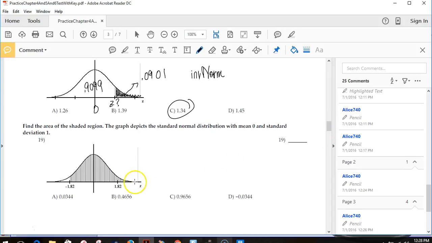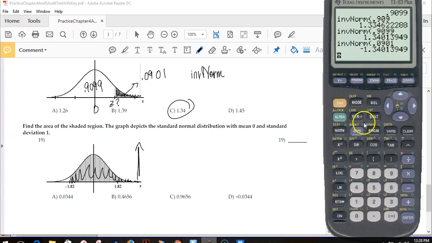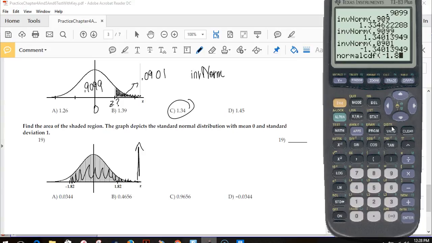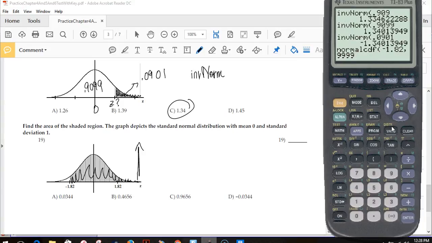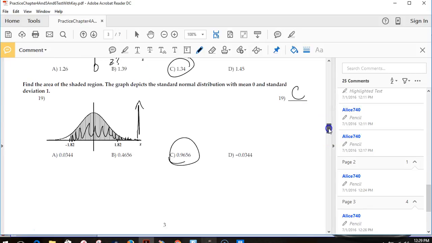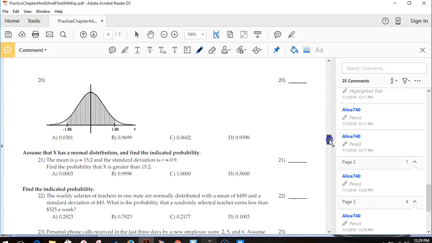Find the area of the shaded region. I'm going from a negative 182 all the way up to, and I know it's a little deceiving, positive infinity. That's what this random thing looks like over here. It will be much more clear if you're going to stop at a number. Second vars, normal CDF. Always CDF for normal. From the negative 182 to the 9999 for our infinity, 9656. Wow. I left all of these multiple choice. That will not happen on your test.